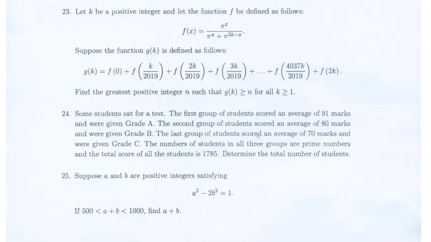SMO 2019 senior section first round problem number 23. Let k be a positive integer and let the function f be defined as follows. f of x equals pi to the power of x over pi to the power of x plus pi to the power of 2k minus x. Suppose the function g of k is defined as g of k equals f of 0 plus f of k over 2019 plus f of 2k over 2019 and so on up to f of 4038k over 2019. Find the greatest positive integer n such that g of k is greater than or equal to n for all k greater than or equal to 1.